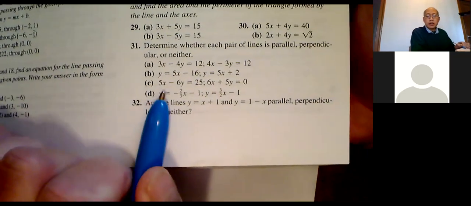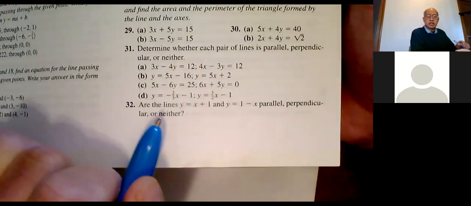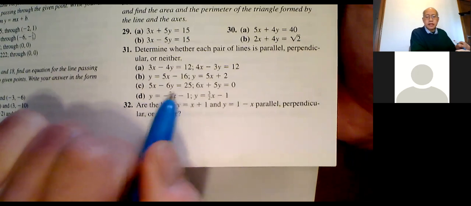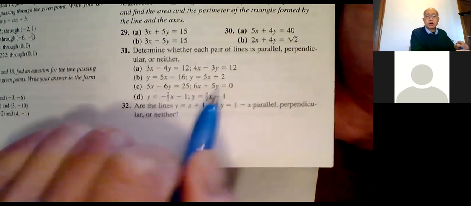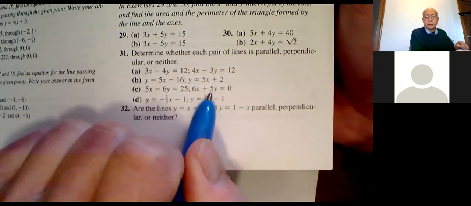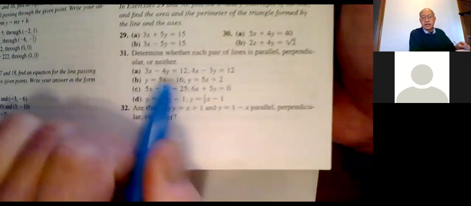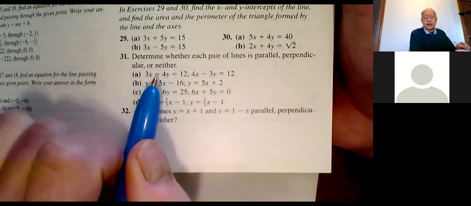Okay, C I wasn't going to do. You have to work out C just like I did A, right? You have to force this to look like y equals mx plus b. So do C like A, and then you can get it.